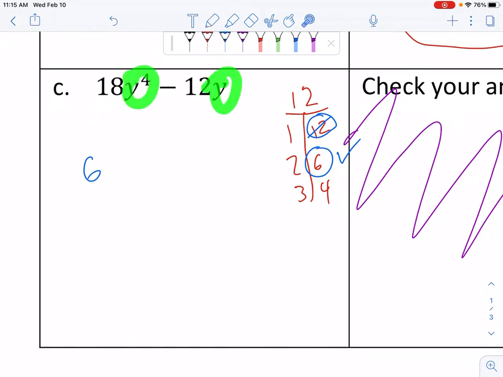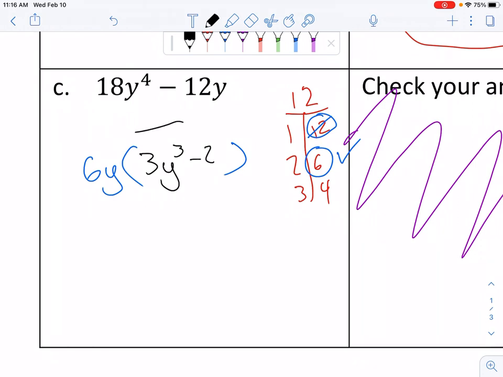And then I'm going to look at my y's. They both have y's, and I can only use the smallest value y. So this is going to be 6y to the first. And then we write what's left over. So we can divide. 18 divided by 6 is going to give us 3. And y to the fourth is dropping by y to the first. It's dropping 1 power, so it becomes y to the third. And then negative 12 divided by 6 is negative 2. And y divided by y goes away. So this is our answer.